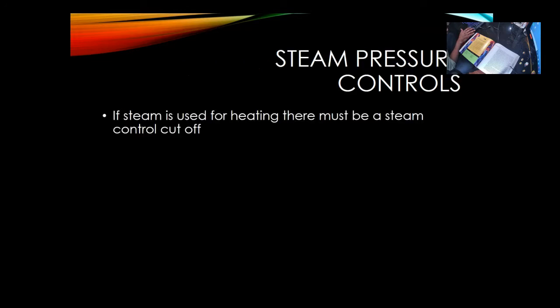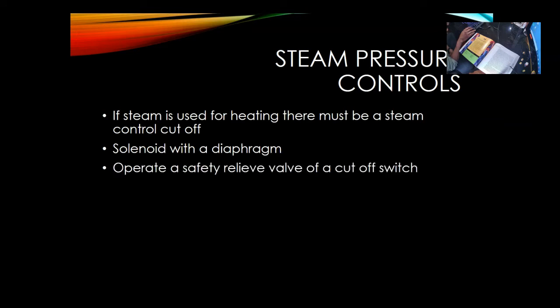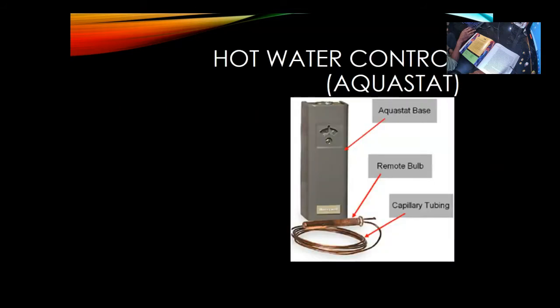Steam pressure control. Again, from chapter 12 here, you've seen that there are pressure sensors, and if you took power plant operation, probably you've seen that we control the entire function of a steam plant by measuring steam pressure. We use solenoids and diaphragms, and also we control the excess pressure using relief valves and cutoff switches.